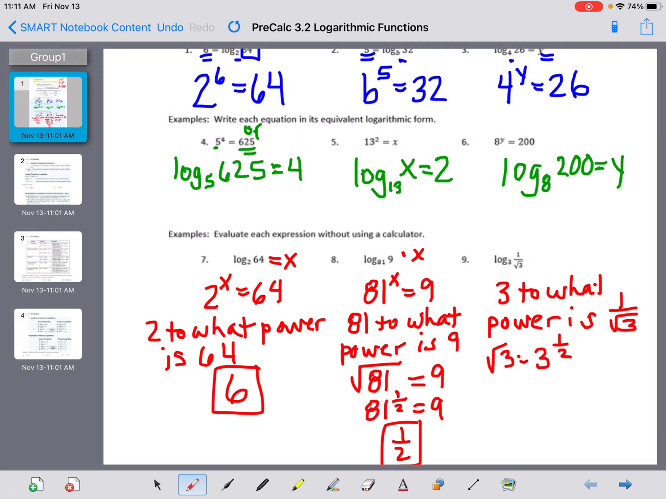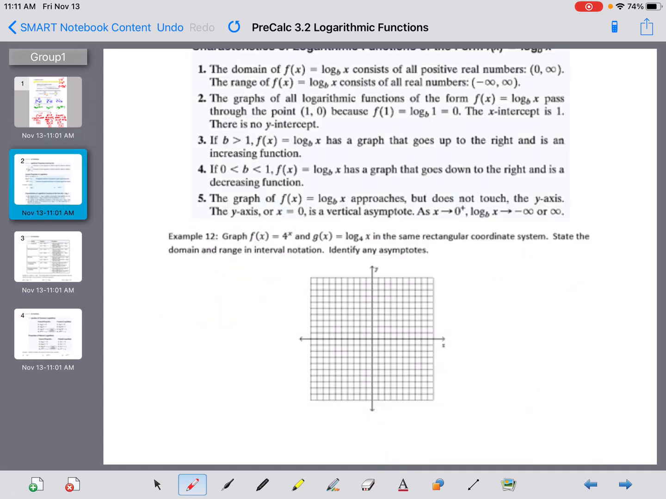Remember, that's a position, right? That's that negative power, and a negative power does the flip, right? So it looks like if I did 3 to the negative 1/2, I get the same thing. So negative 1/2 is what I'm looking for here. Okay, so keep in mind all those rules we have for exponents because logs are using the same rules as our exponents.